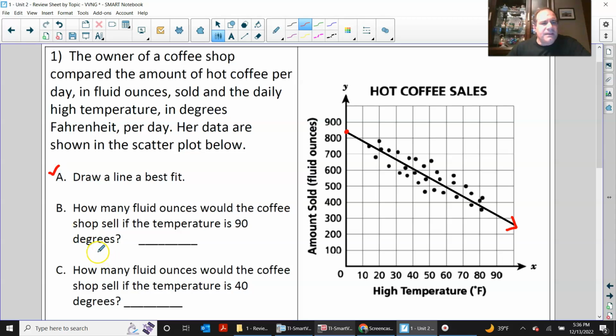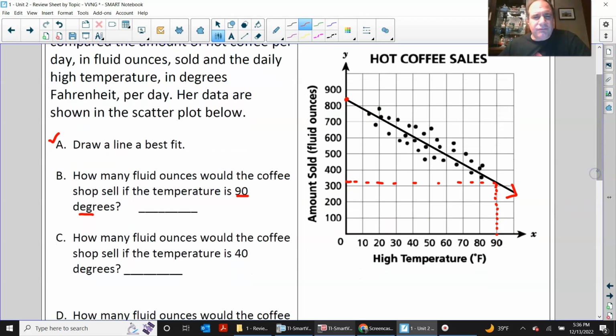So I drew the line of best fit. How many fluid ounces would the coffee shop sell if the temperature is 90 degrees? So I'm going to go to 90 and I'm going to go up to my trend line and I'm going to hit it there. And then I'm going to go over to right about there. So I'm going to say that they would sell about 325 fluid ounces.